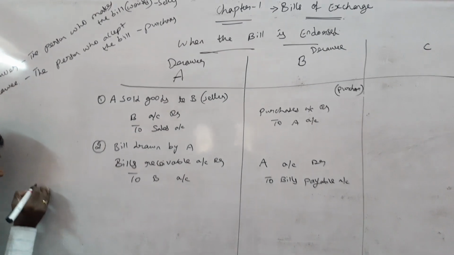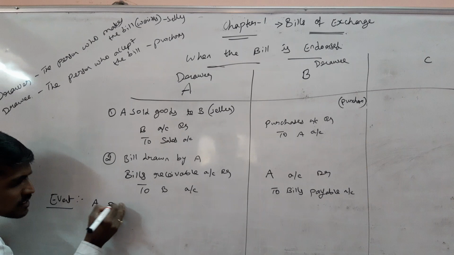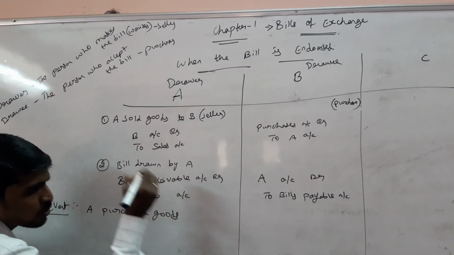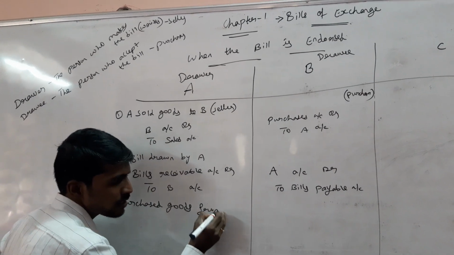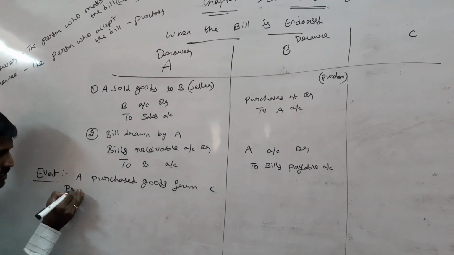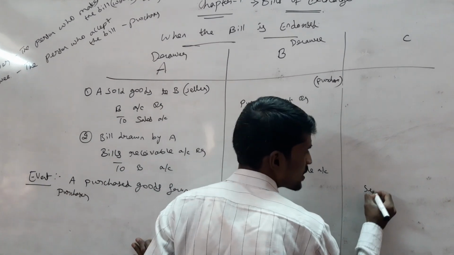So the event, what is the event? A purchased goods from C. So now A became the purchaser. Here A became the purchaser and C will become the seller.